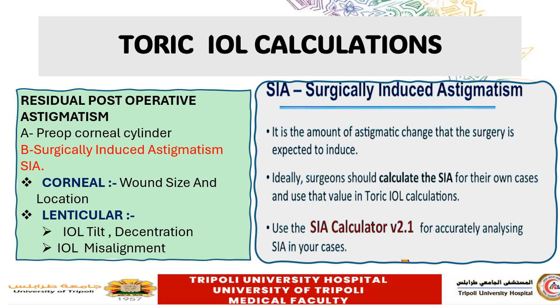Another way to estimate your surgically induced astigmatism is that there are special calculators known as SIA calculators, that's surgically induced astigmatism calculators, which estimate your surgically induced astigmatism based on the data you feed to the calculator, including the location of the wound, the size of the wound, and the keratometry and the refraction of the patient. So they will inform you how much average surgically induced astigmatism you induce in your patients. So these are two important definitions that should be kept in mind: the residual postoperative astigmatism and the surgically induced astigmatism.